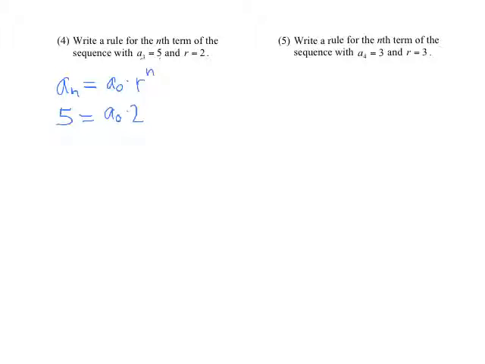to the 3rd power. And then 2 to the 3rd power is just a number. We can figure out what that is. 2 to the 3rd is 2 times 2 times 2, which is 8. And so a0 is what I get when I divide both sides by 8. And so a0 is 5/8.